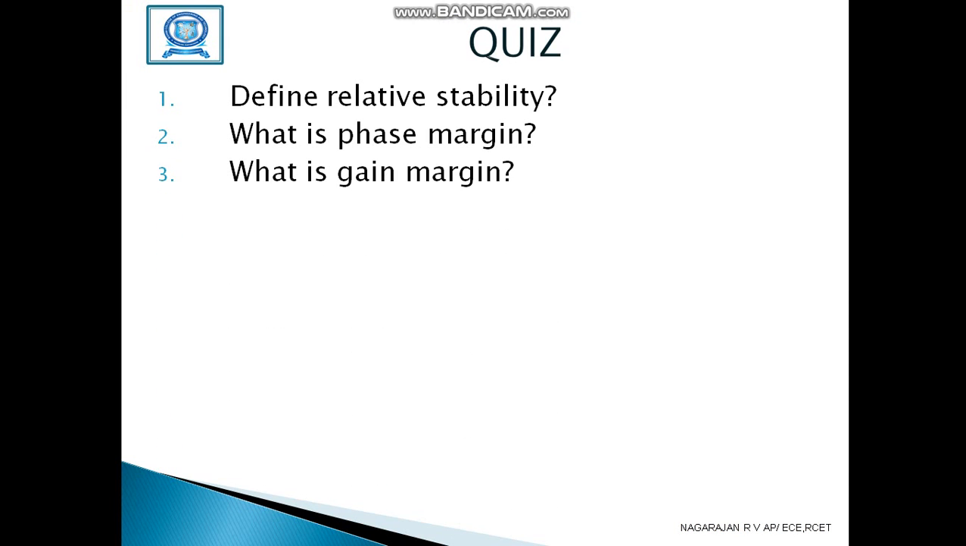The quiz questions are: define relative stability, what is phase margin and what is gain margin.